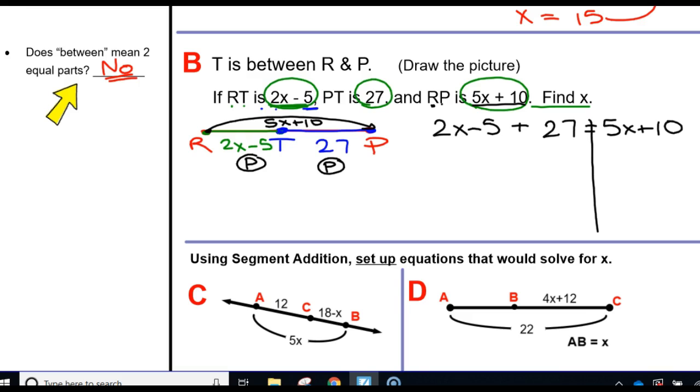Now we're going to solve this equation. First thing we like to do is add like terms if we can. The minus 5 and 27 are both on the left, so we're going to add those together and make 22.